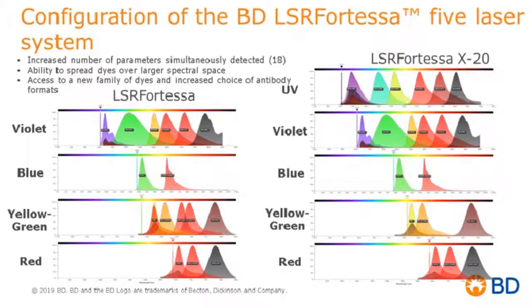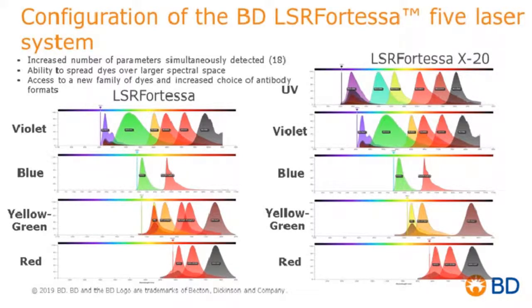We can reduce the crowded space of the yellow-green and allocate some of the dyes now to the UV laser line. In our configuration, we can look at 4. In our specific configuration for this webinar, we could look at 4 UV dyes simultaneously. And it really gives us the opportunity to, again, distribute the dyes, minimize spillover, facilitate panel design, and get better results.